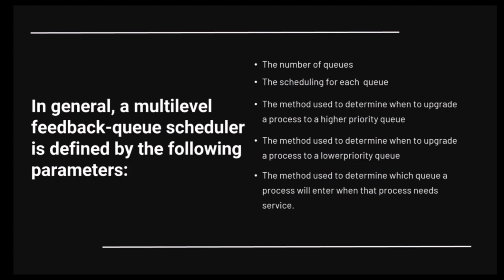And in general, a multi-level feedback queue scheduler is defined by the following parameters: the number of queues, the scheduling algorithm for each queue, the method used to determine when to upgrade a process to a higher priority queue, the method used to determine when to demote a process to a lower priority queue, and the method used to determine which queue a process will enter when that process needs service.